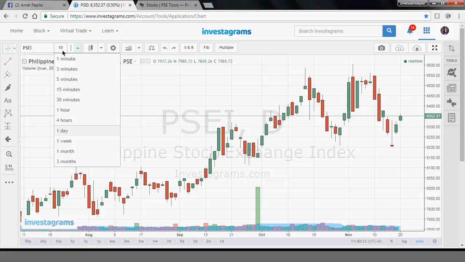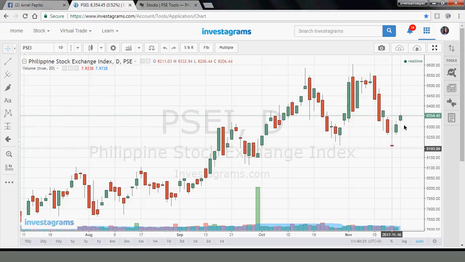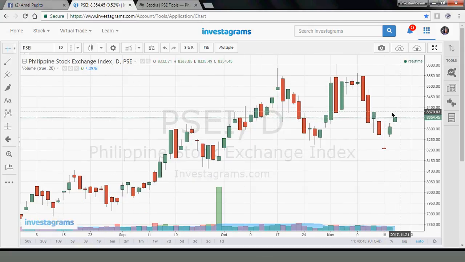Kung nakalagay dito 1 day or 1D, 1 day stands for 1 day time frame. So ito yung tinatawag na price or Japanese candlesticks or kandila for the traders that we are very familiar with. So ito yung price for 1 day. So ito yung ngayon, today. So ang PSEi today is 8,354. Siguro narinig niyo yan, di ba? Na ito yung level, ito yung price level ng index ngayon. So green siya, meaning today gaining siya.